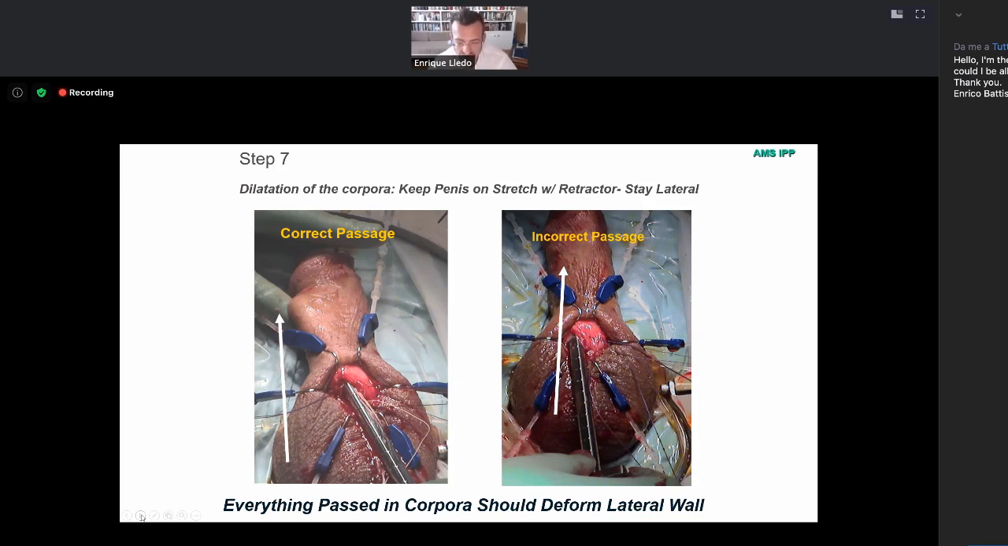Also, the second point to keep in mind is that when you dilate or when you go through the proximal part of the corporotomy, think that the angle between the distal part of the corpus cavernosum and the proximal part of the corpus cavernosum is around 70 to 80 degrees. So you have to keep this in mind and reproduce the anatomy of the corpus cavernosum in order to dilate correctly the proximal part of the corpus cavernosum and not perforate. Next slide, please. As long as you have also made the space in there.